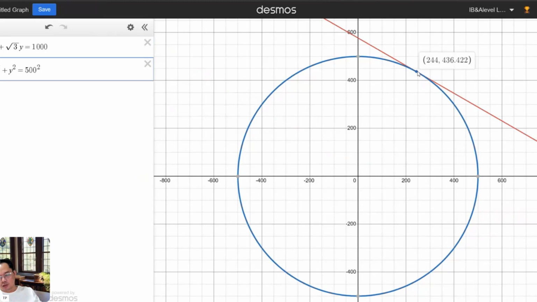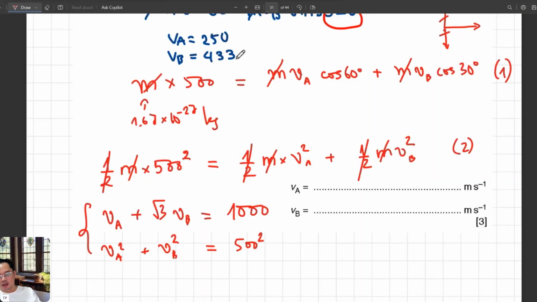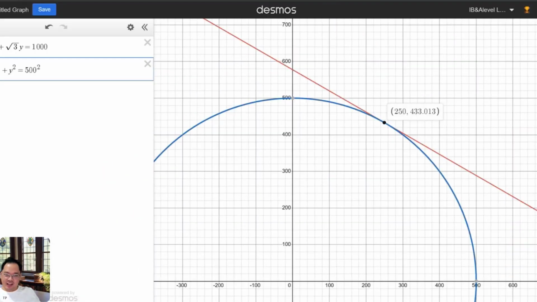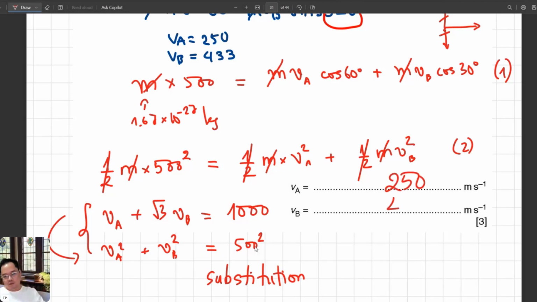The only solution here is 250, 433. Exactly the same as the answer. You got it? Substitution method: representing one variable in terms of the other variable, plugging into the second equation, and then you can solve for VA and VB. 250, 430 if we take two significant figures.